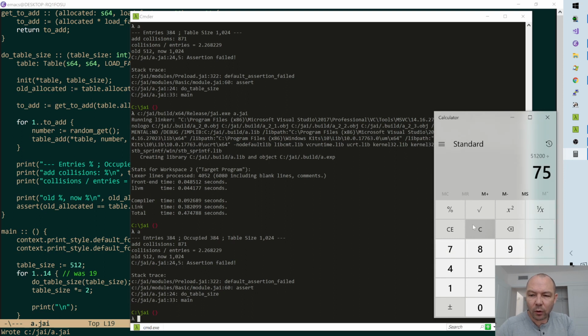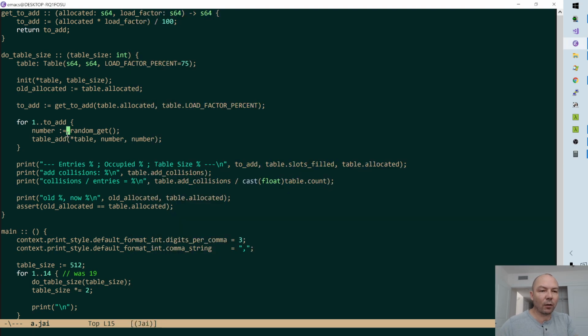Did I do that wrong before? Why does it give us 682? What is it? Hold on. 384. Okay. 512 times 0.75 equals 384, right? Right, we're not going insane. 512 times 0.75 is 384, which is 75 divided by 100. So 384 times 100 divided by 75 is 512. And that's what we're checking supposedly, right?